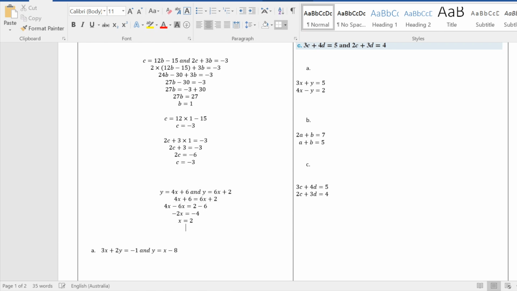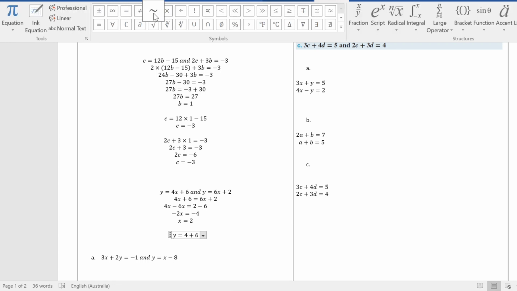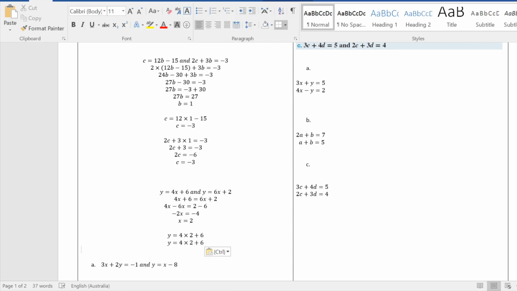Let's go and find our y value, and I will actually do the working for that. I won't shortcut that. So what we know is that this value is going to be 2. So I'm just substituting that in there, and let's do the math. 2 times 4 is 8. 8 plus 6 is 14. There's your final answer, y equals 14.